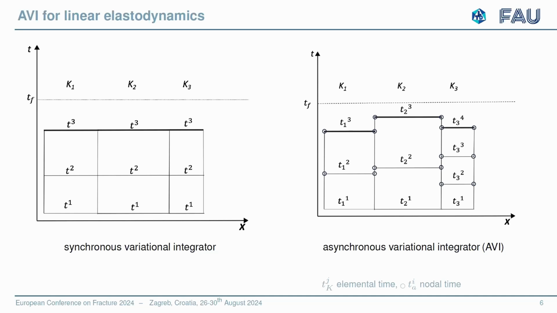As you can see, in this 1D mesh there are three elements, and in the synchronous case all three elements have the same time step size. Here you see the smallest element has a small time step, and the coarser element has a relatively bigger time step. So what happens is coarser elements get updated less frequently. This one will get updated 2 times, and this one will get updated 3 times. So this leads to computational savings.